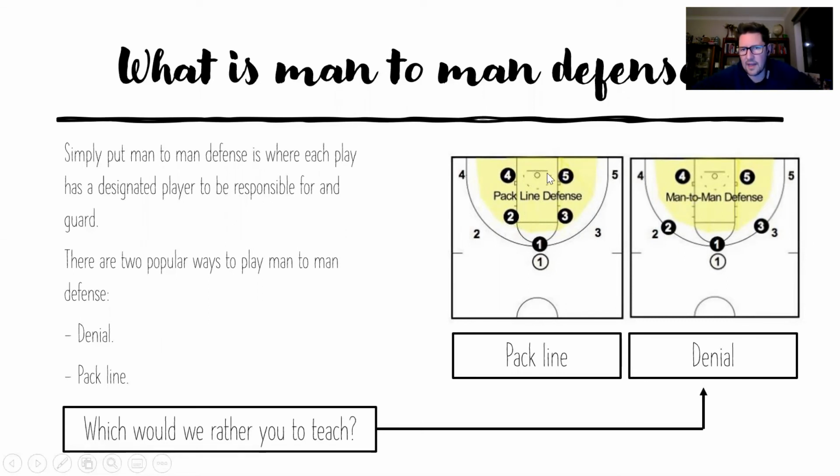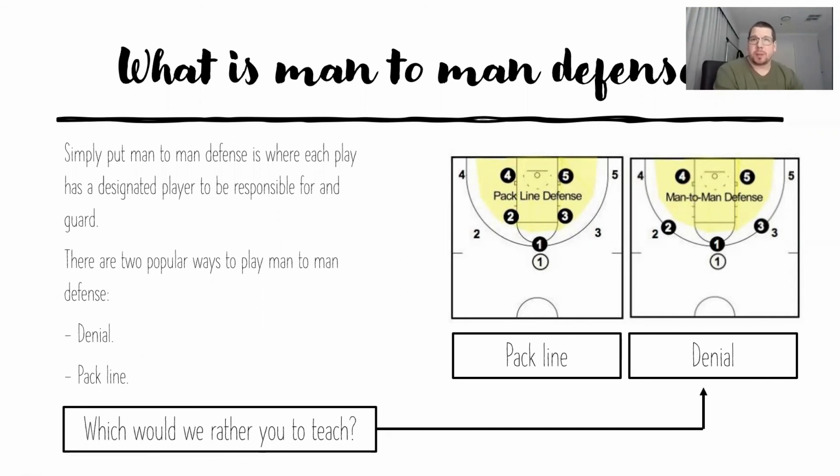Very effective way of defending man to man, but it's not very high on pressure. And yeah, sorry, just quickly, the reason why we see pack line in under 10s and 12s is because outside shooting is not a factor in the game. They allow passes around the outside, and they allow kids to shoot from the outside because the percentages are so poor. That's all.